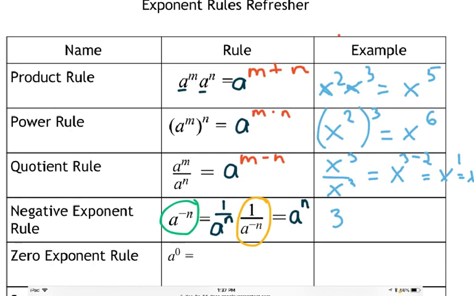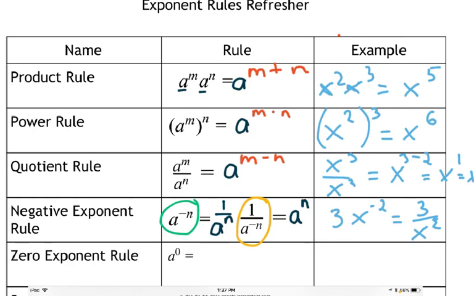An example could be 3x to the power of negative 2, so I need to make the exponent positive. 3 would stay up, and x needs to go down with exponent 2.